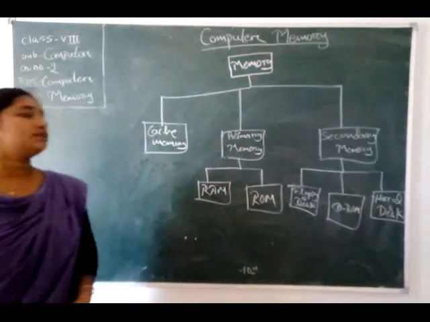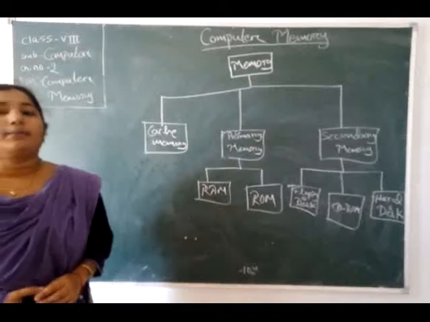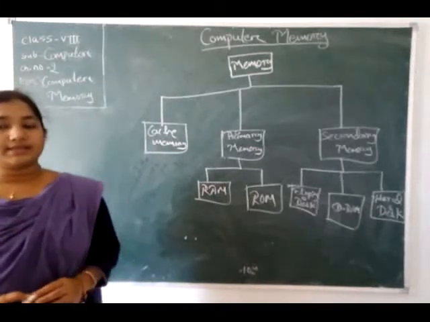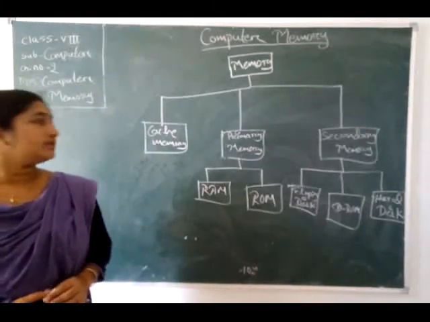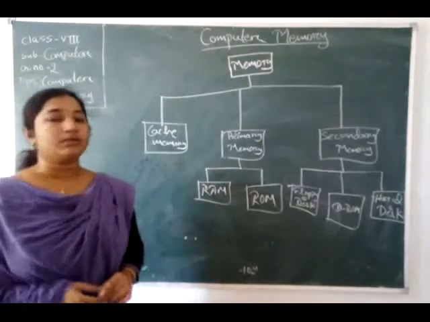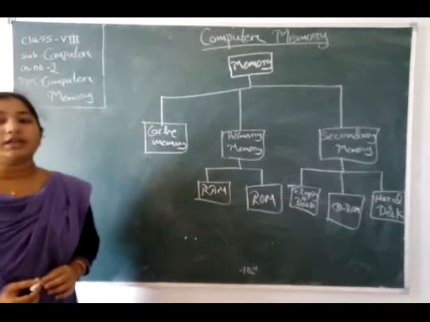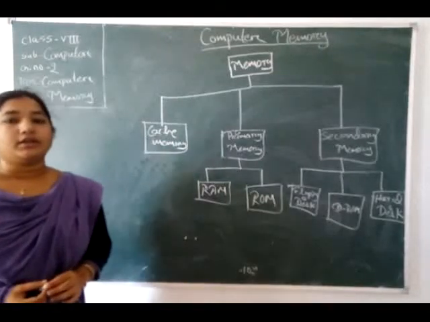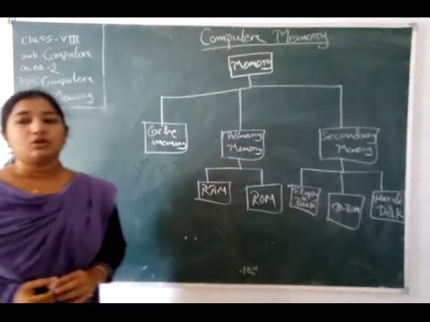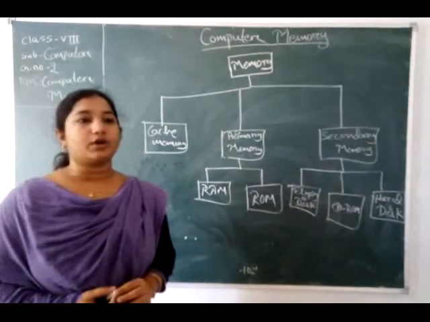So the next one is primary memory. What is primary memory? Primary memory is the memory that can be directly accessed by the CPU. That means the CPU can directly access the memory in primary memory. The CPU constantly interacts with it, retrieves data stored there, goes through instructions and executes them as per the requirement.